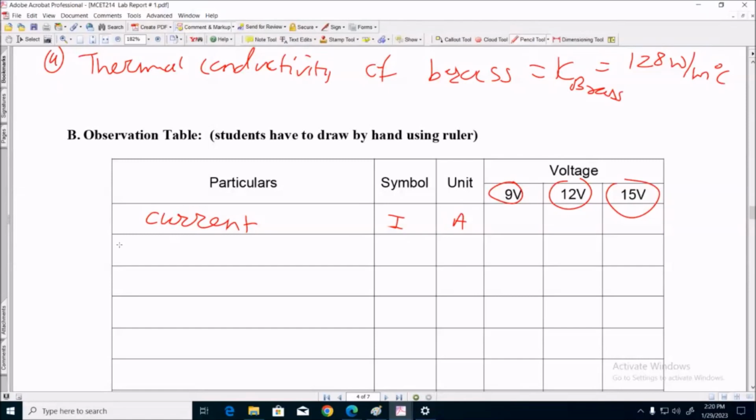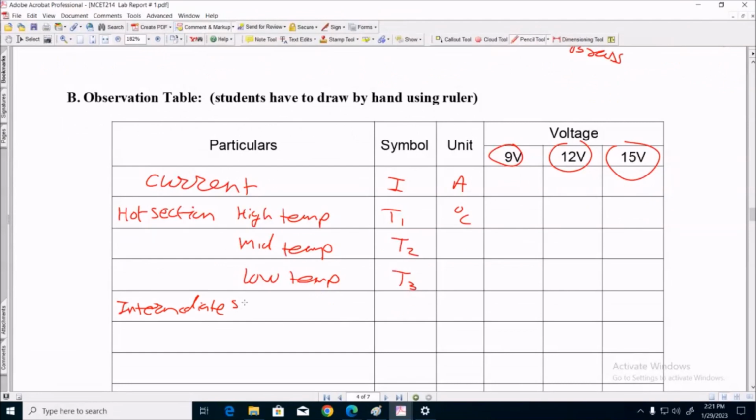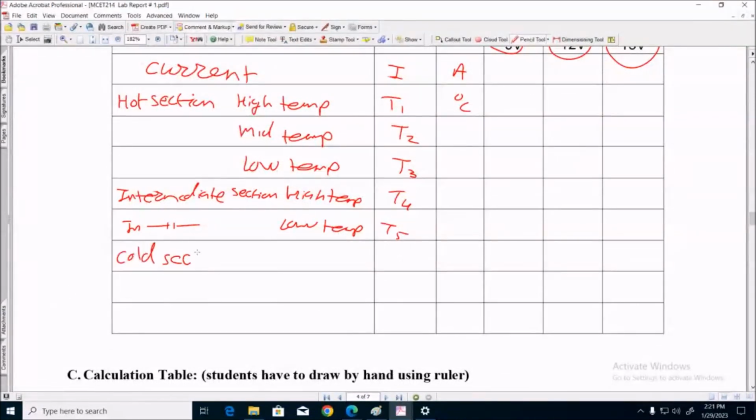Hot section, high temperature T1. The unit is degree centigrade. Then hot section, mid temperature T2. Then low temperature in hot section T3. Then intermediate section, high temperature T4. Then intermediate low temperature is T5. Then cold section, high temperature T6, mid temperature T7, and low temperature T8.